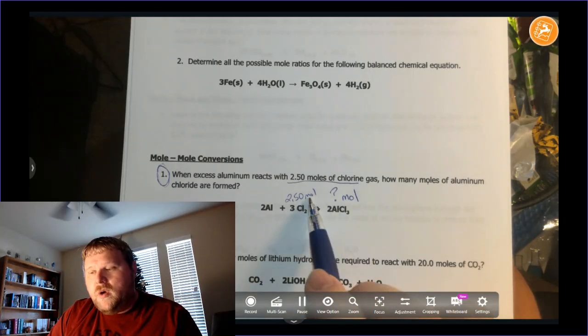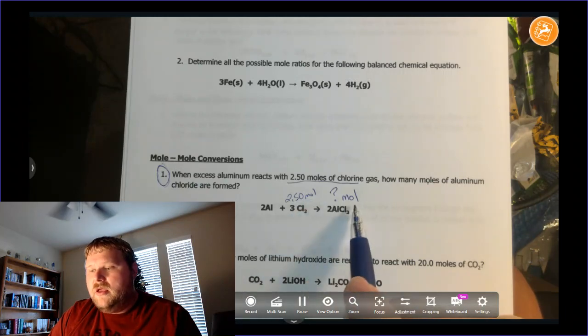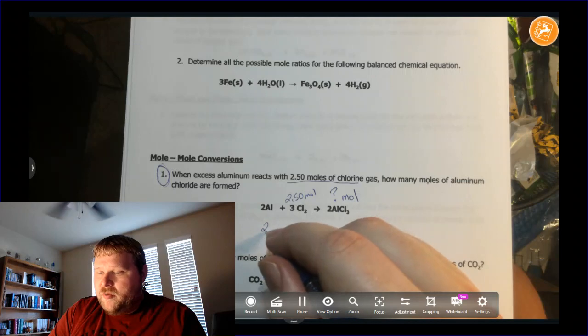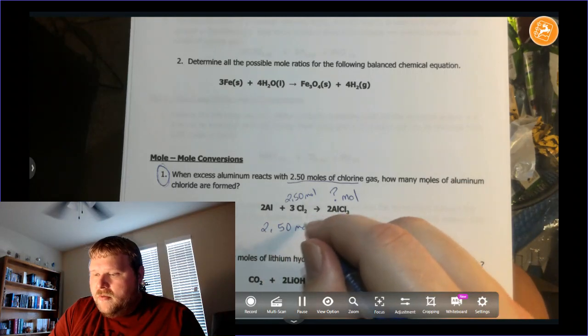That only requires a ratio. You're in moles, there's no prepping. You're stopping in moles, there's no polishing. So we really have just one step here. 2.50 moles of chlorine.